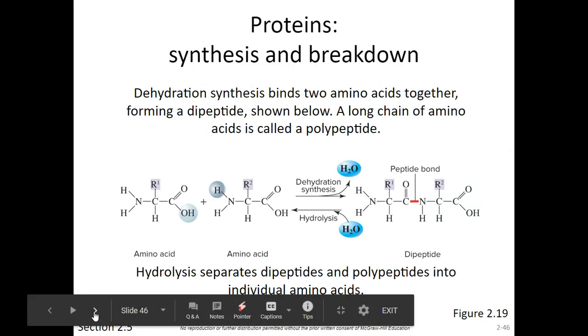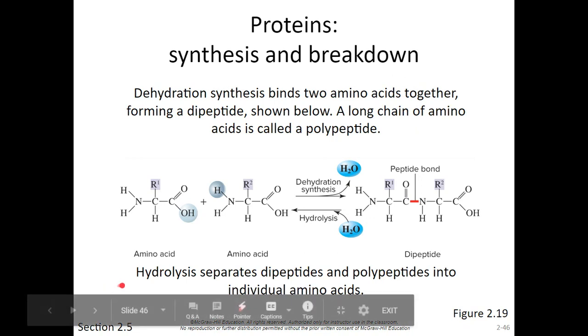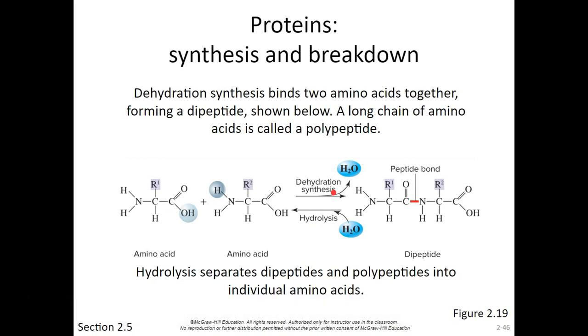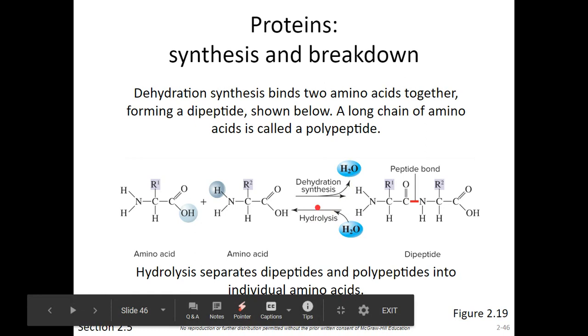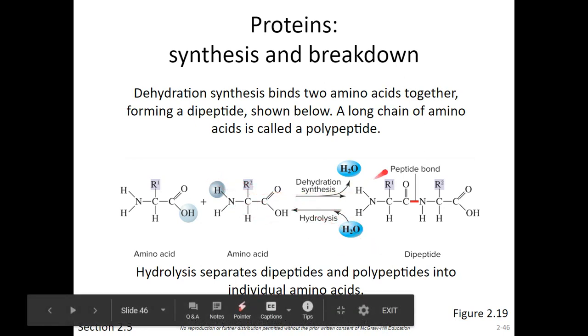Protein synthesis and breakdown. You can see again the hydrolysis and dehydration reactions. This is an amino acid, and these two are combined. In dehydration synthesis, a peptide bond forms and water is released. In hydrolysis, water is added and the breakdown occurs. So the process goes this way and this way, and you can memorize both equations by looking at the same reaction.